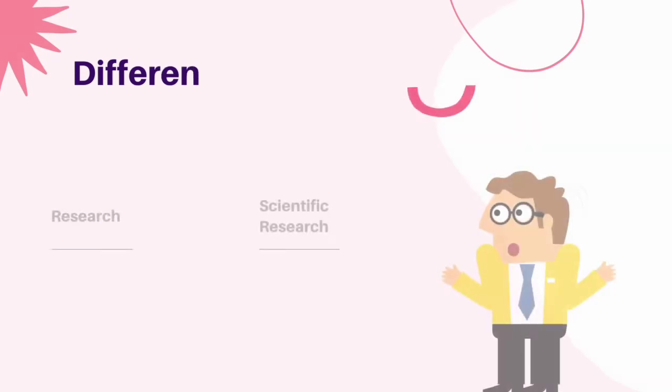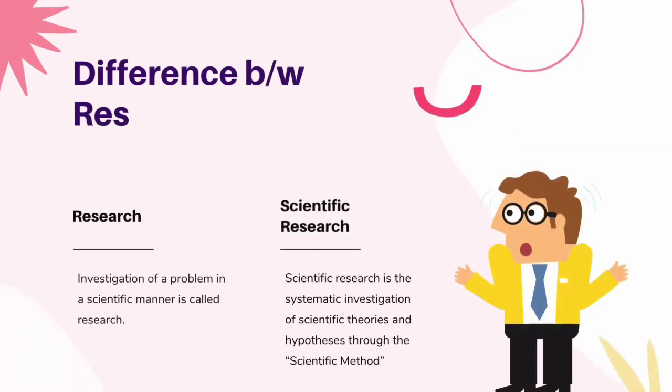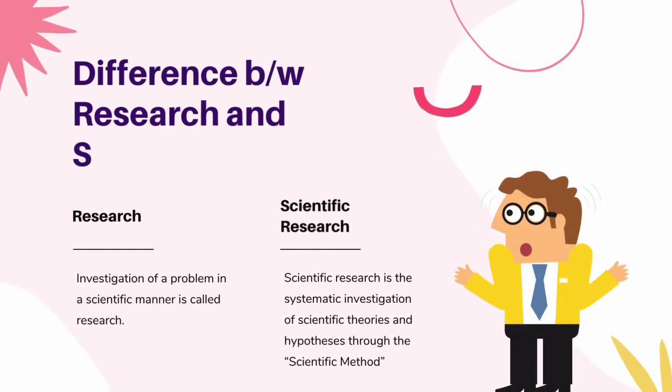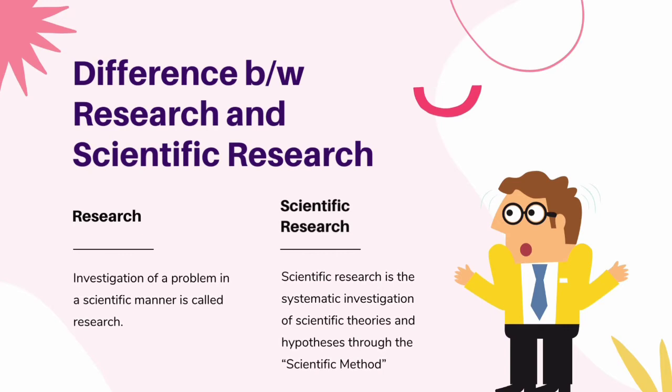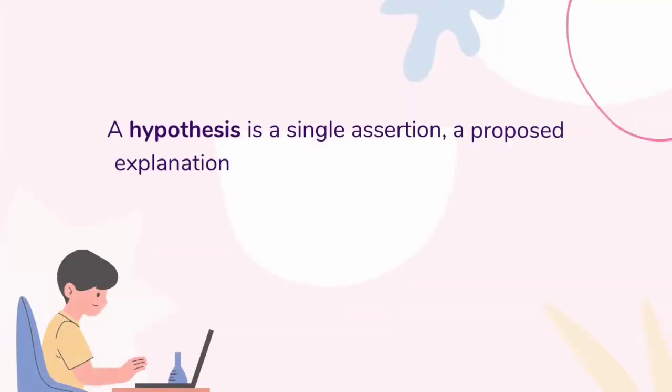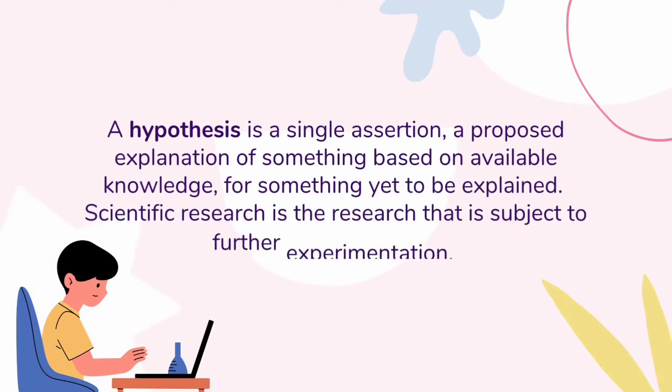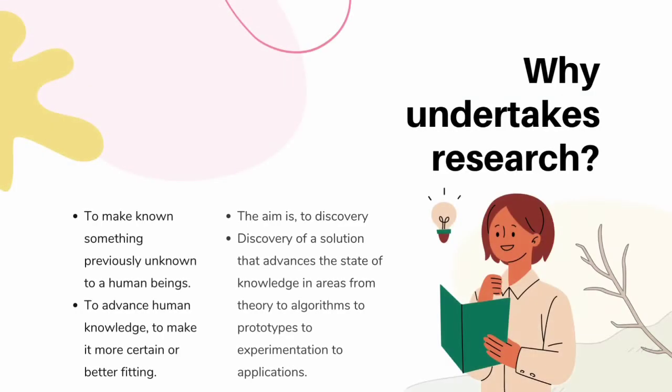What is the difference between research and scientific research? Research is investigation of a problem in a scientific manner, while scientific research is the systematic investigation of scientific theories and hypotheses through scientific method. What is a hypothesis? A hypothesis is a single assertion, a proposed explanation of something based on available knowledge for something yet to be explained. Scientific research is the research that is subject to further experimentation.